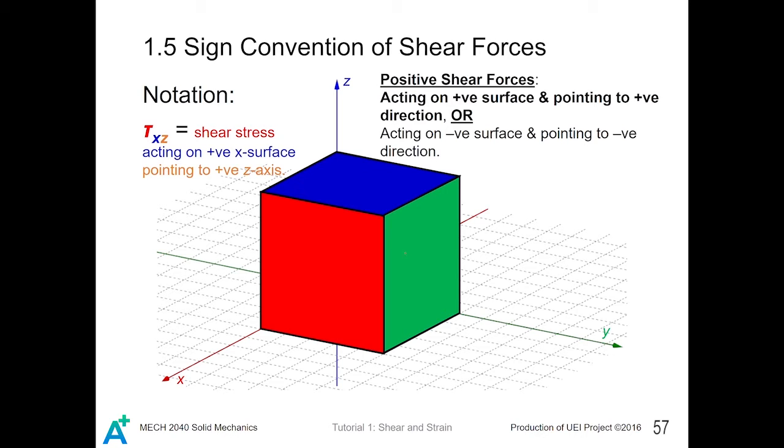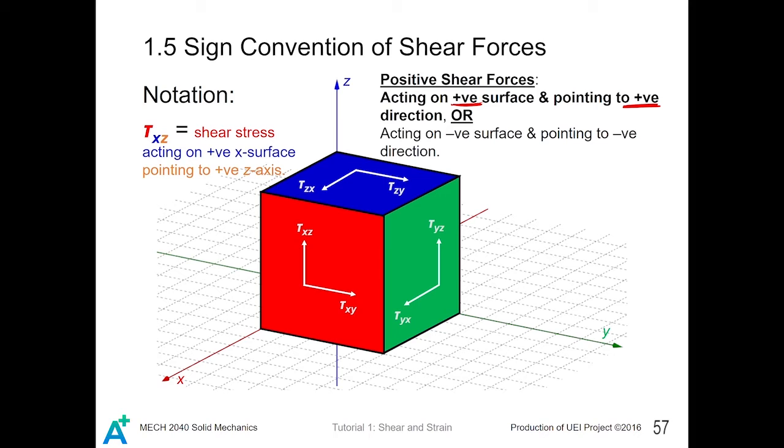What are positive shear forces? A positive shear force acts on a positive surface and points in the positive direction of x, y, or z. For example, this is a positive surface, and your force is pointing in the positive z direction. Then I can say it is a positive shear force acting on the y surface pointing in the positive z direction. Similarly, if I have a force like this, is it positive? The answer is yes, because it is acting on the positive y surface pointing in the positive x direction. Those are all positive forces.